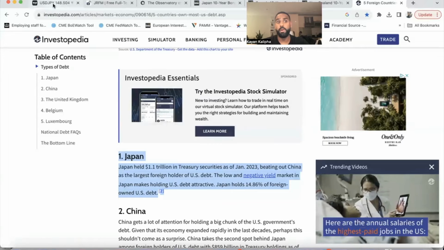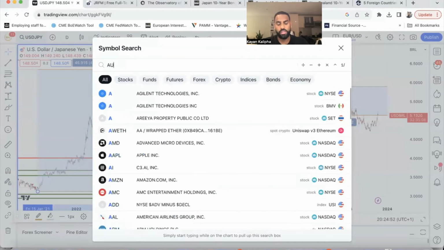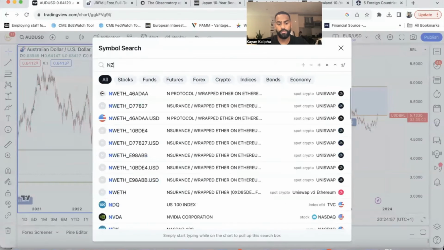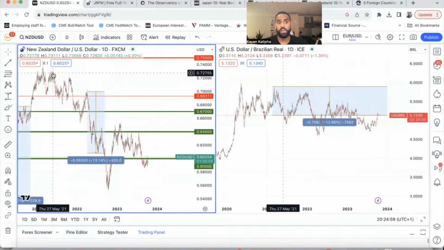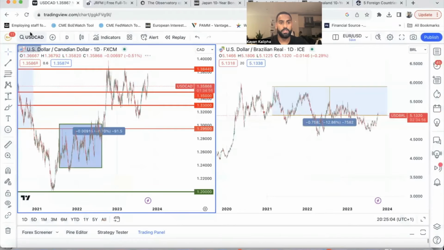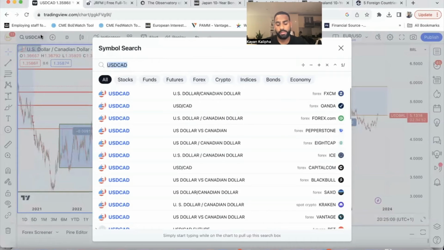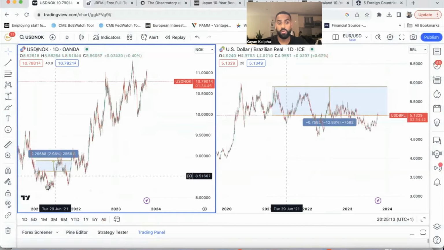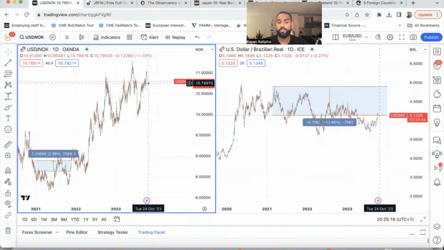Japan owns the most US debt, but not just the yen. Look, the dollar went up against the Aussie dollar. The dollar went up against the New Zealand dollar. The dollar went up against, I'm guessing the Canadian, yeah, went up against the Canadian dollar. The dollar went up against the Norwegian krona. Look, you can see here. But why not the Brazilian real? Because the dollar has a higher interest rate than all these other countries, right? In Brazil, it doesn't.